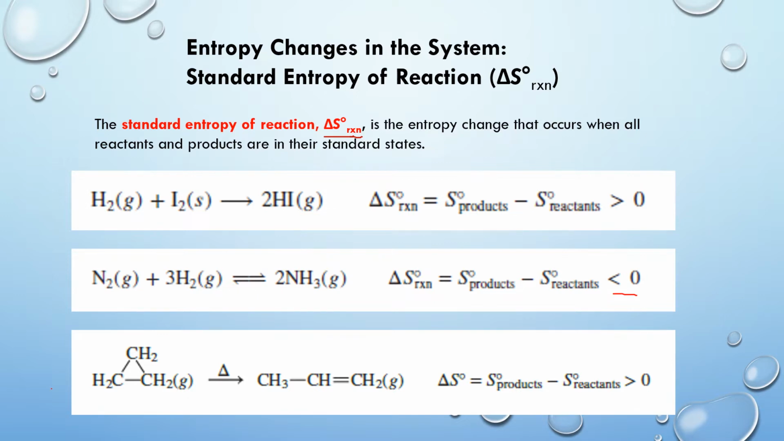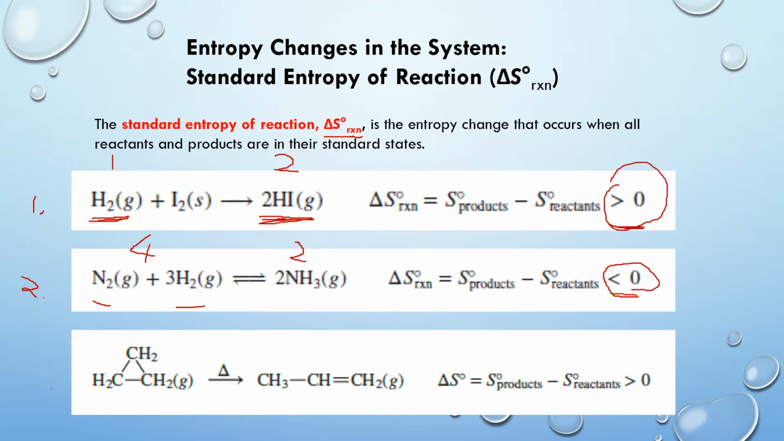For example, in this first reaction, on the side of the reactants, we only have 1 mole of gas. The other reactant is a solid. But for the products, we have 2 moles of gas. So for the products, we have more gas molecules, so more freedom or higher entropy. Because delta S is the entropy of the products minus the reactants, in this case it's greater than 0. For the second reaction, we have 1 plus 3, a total of 4 moles of gas, but only end up with 2. So 2 minus 4 is less than 0, so the delta S is less than 0.